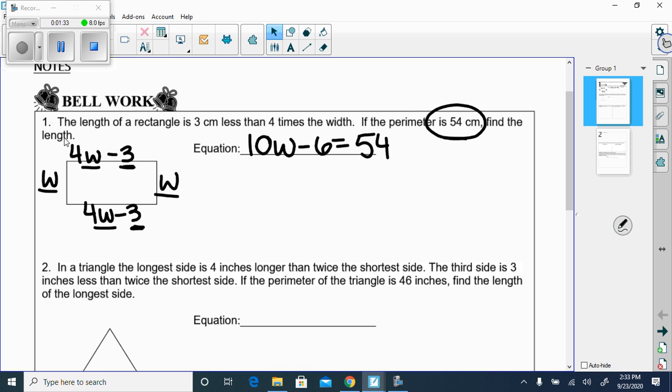Alright, now I just need to solve. So you add 6. Equals 60. Divided by 10W, that equals 6.